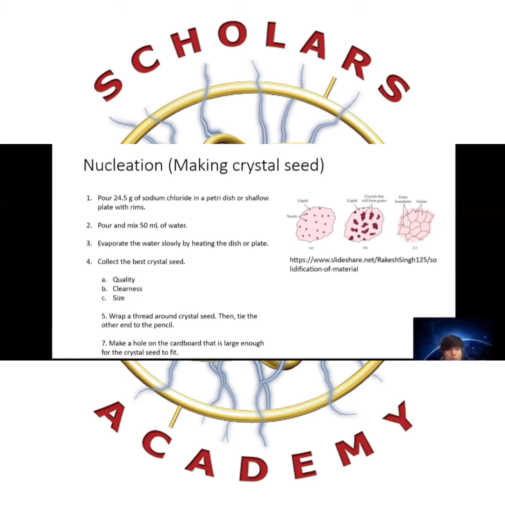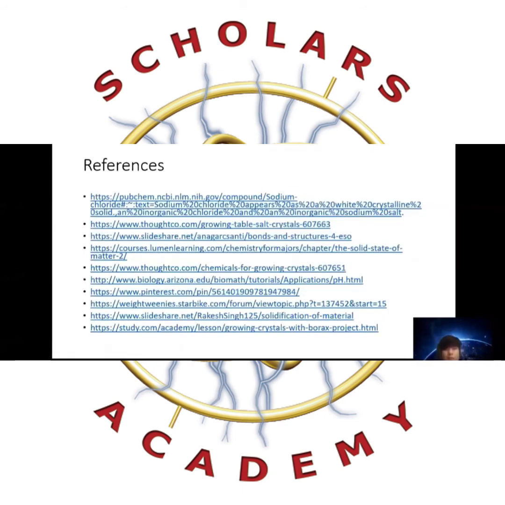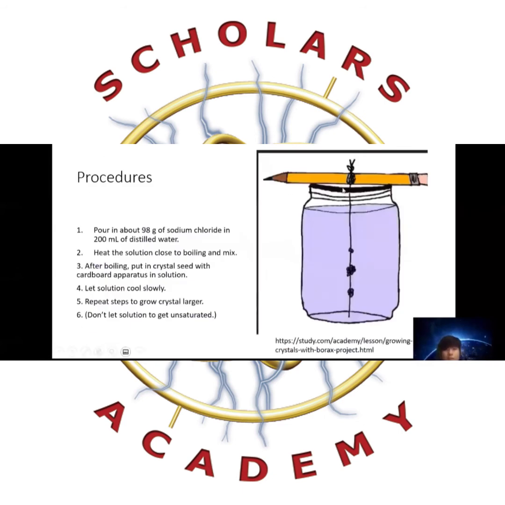So once you get your crystal seed, you will want to tie a thread around it, and on the other side of the thread you will want to tie a pencil and make it about half the length of your container. And then with the cardboard you will want to make a hole that's big enough for the crystal seed to fit through, and then you will have something that looks like this. And the cardboard will help stabilize the pencil.